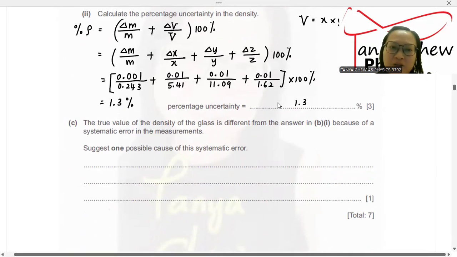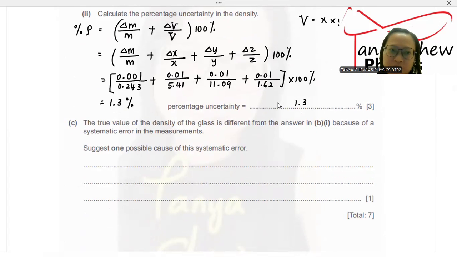C, the true value of the density of the glass is different from the answer in B part 1 because of the systematic error in the measurements. Suggest one possible cause of this systematic error. So your true value of the density depends on the measurement of mass and the measurement of the volume.